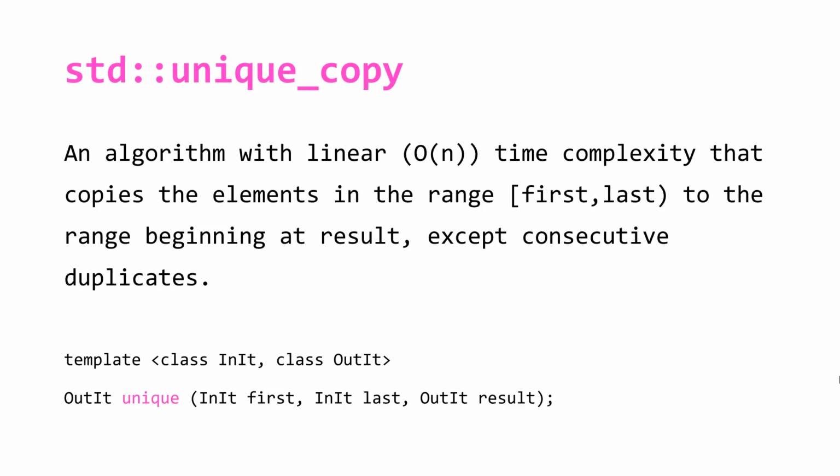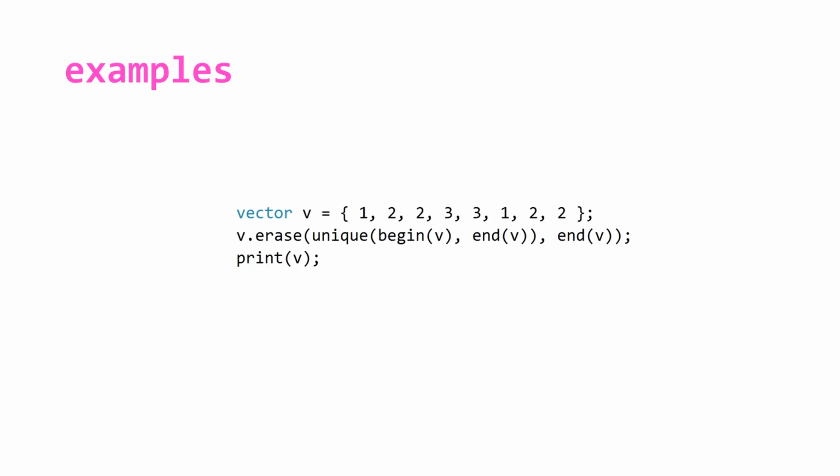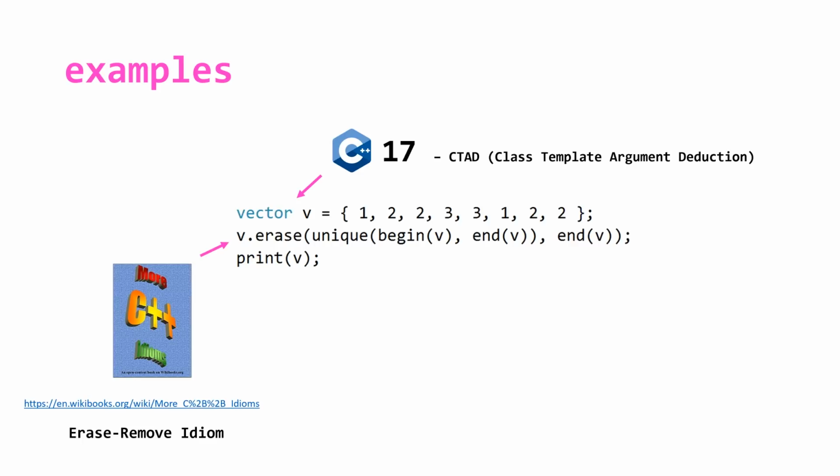So let's take a look at some examples using these two algorithms. In our first example here, we have a vector of integers being declared using an initializer list. And you can see that inside this, we have some consecutive elements with the same value. A couple notes here. One, on this first line, we're using C++17's CTAD, the class template argument deduction, which means that we don't need to explicitly declare the template type of our vector. And on the second line, we're also using the erase-remove idiom.